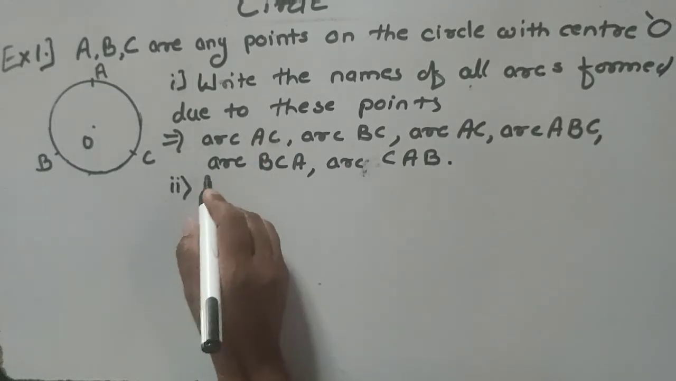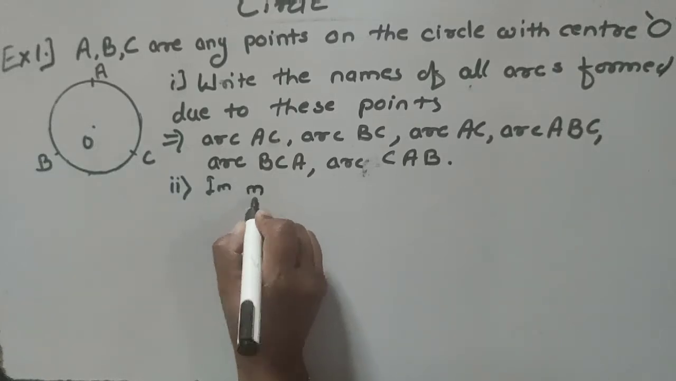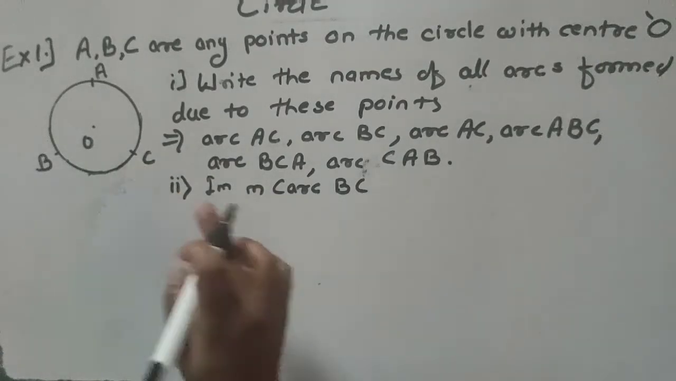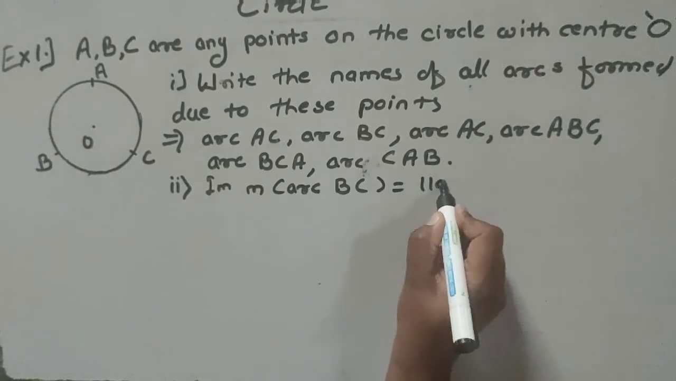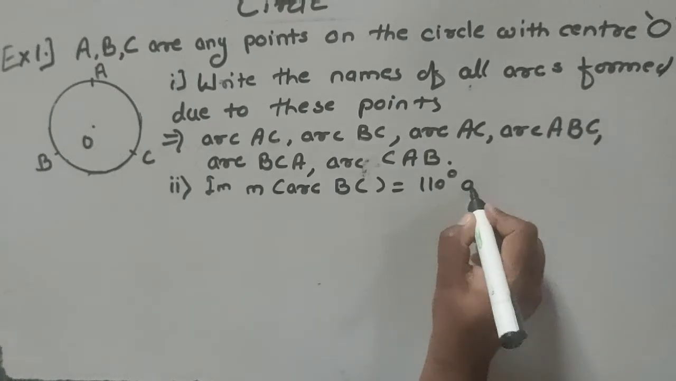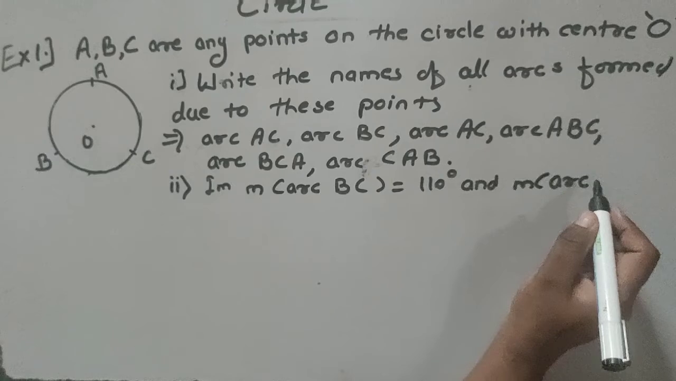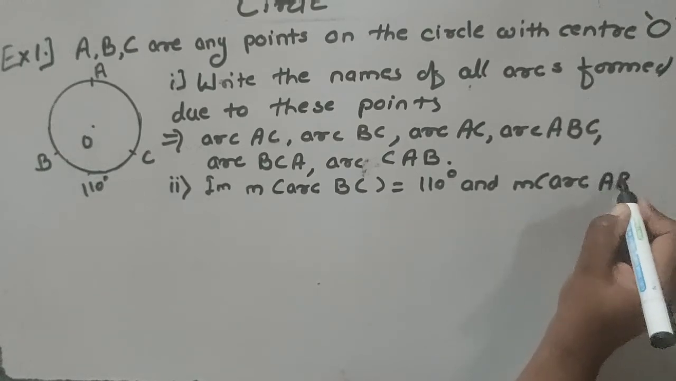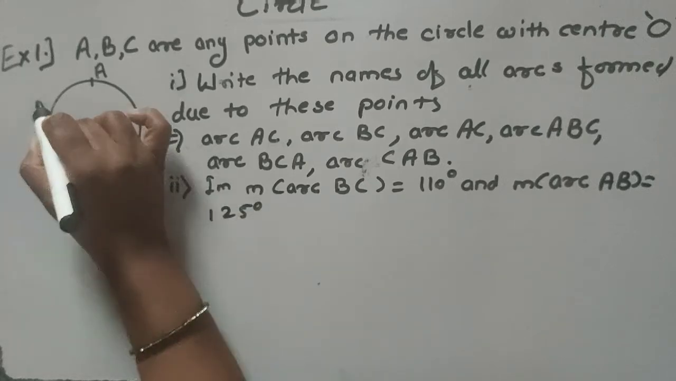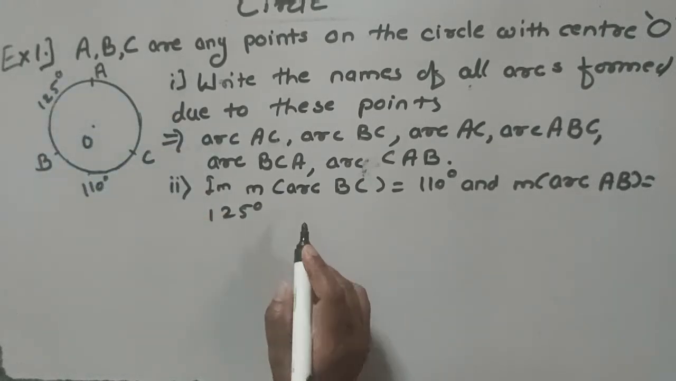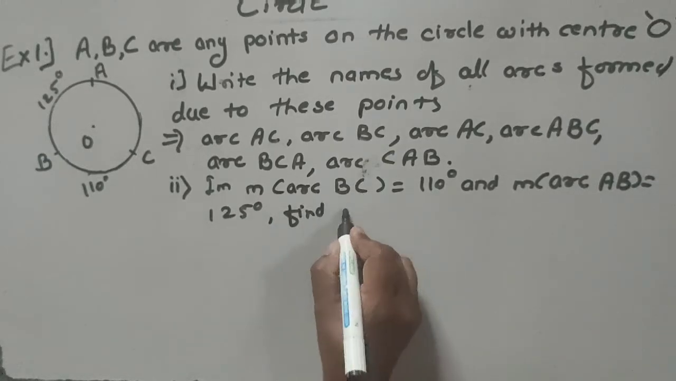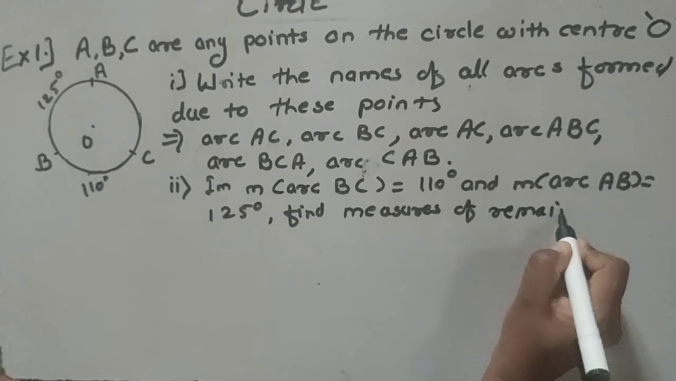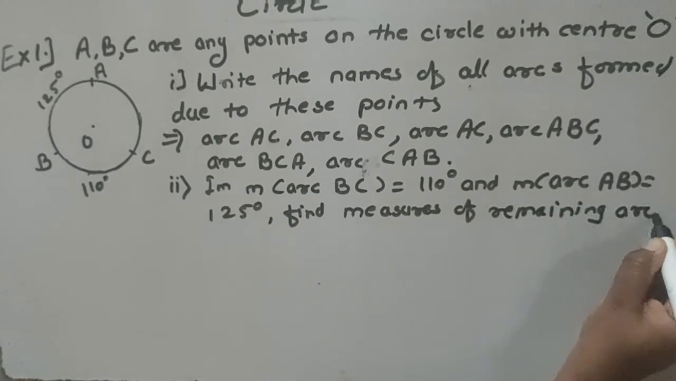Now which is the second question given here? If measure of arc BC is equal to 110 degree, and measure of arc AB is given 110, and measure of arc AB is equal to 125 degree, then find the measures of remaining arcs. That is the second question.